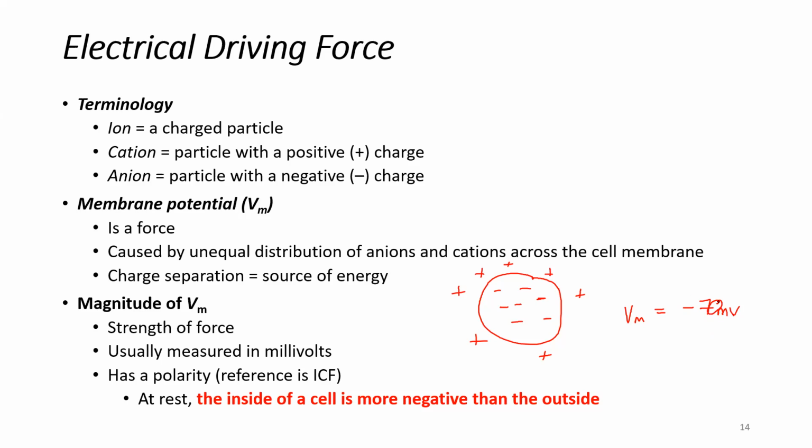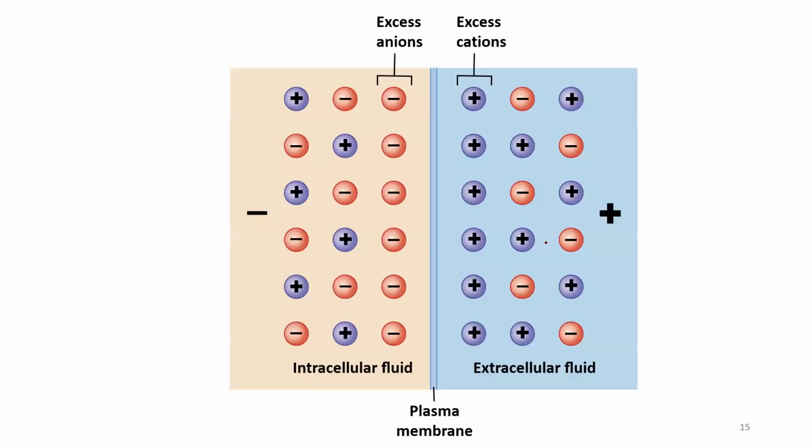What this -70 means, again, referencing the inside of the cell, is that the inside of the cell has a -70 millivolt differential with respect to the outside of the cell. In other words, the inside of the cell is -70, or more negative, when compared to the outside of the cell.